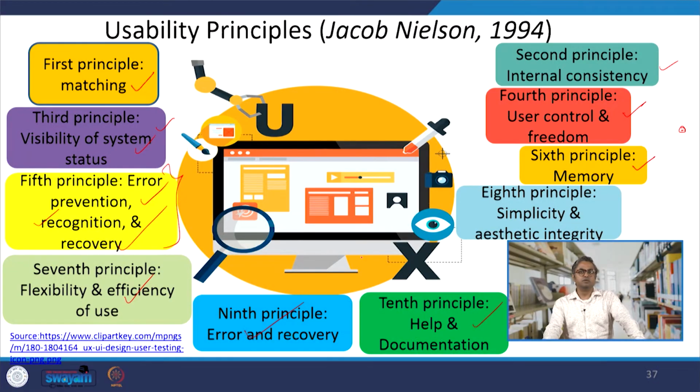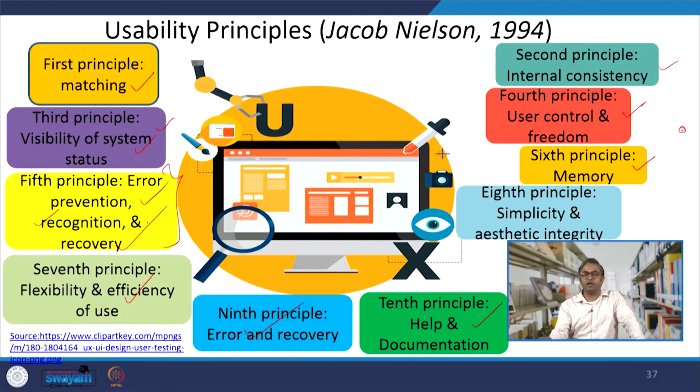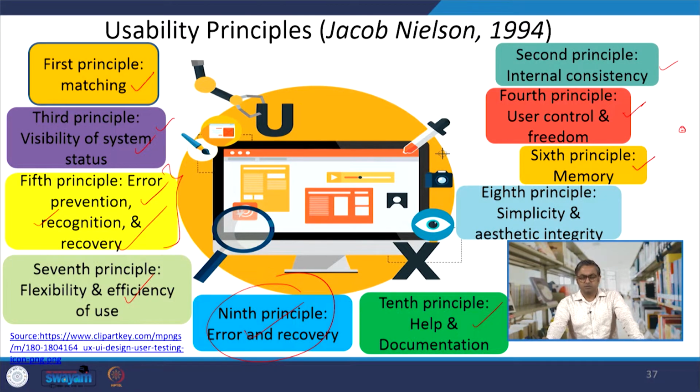Ninth principle: when a major error is there, how can we recover from that error? It's not about recognition and recovery, where we are talking about the minor errors. But here at the ninth principle, we are talking about major errors and recovery. One such recovery could be resetting to the factory setting. When our mobile phone starts to hang, when there is a lot of spam, cache and other elements, what do we do? We try to set it to the factory setting.